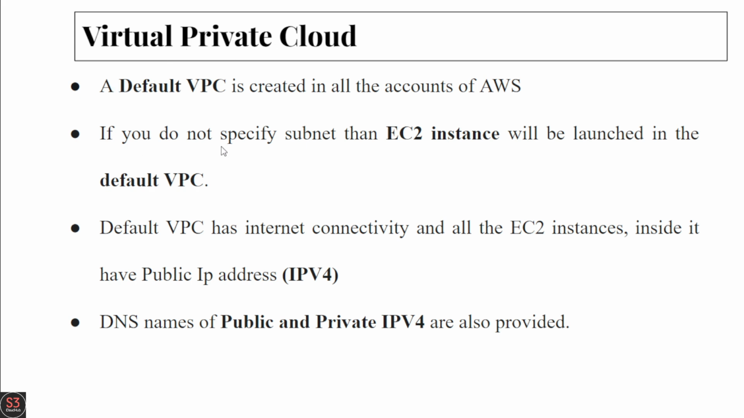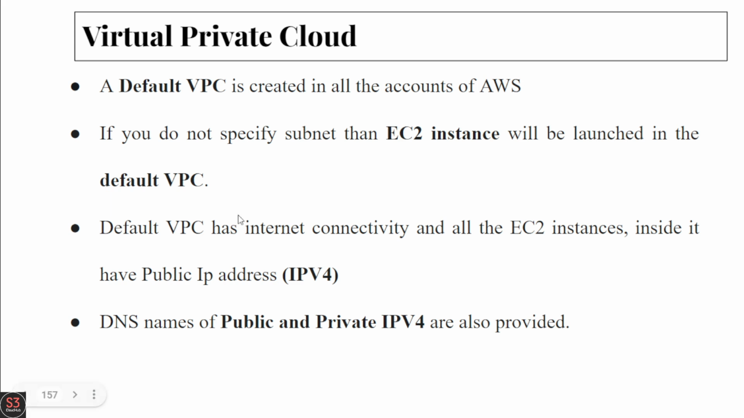If we do not specify a subnet, then the EC2 instance will be launched in the default VPC. So let's say that we want to create an EC2 instance. If we don't specify a VPC or subnet during the creation of the EC2 instance, then the EC2 instance will be directly created in the default VPC.